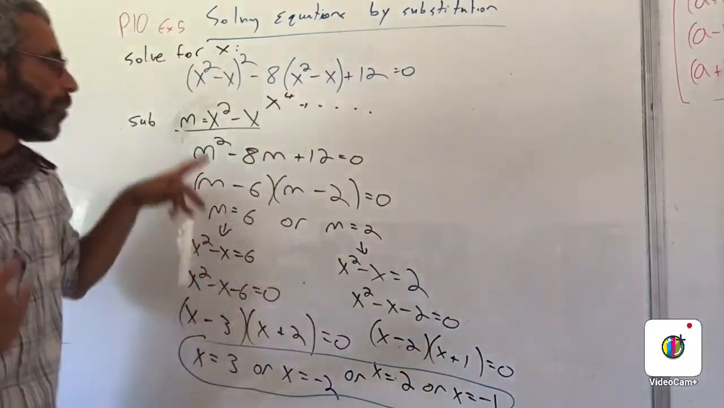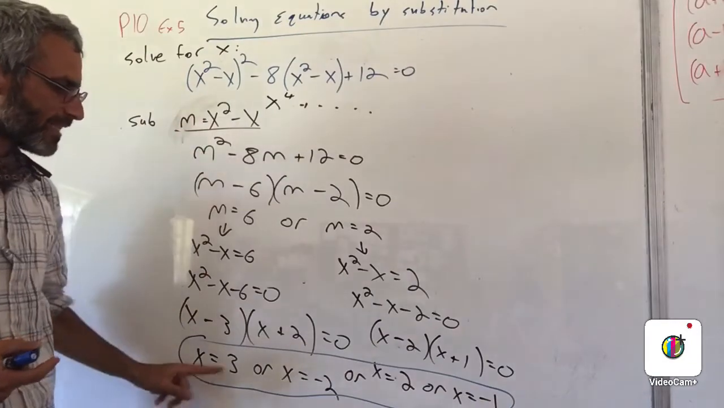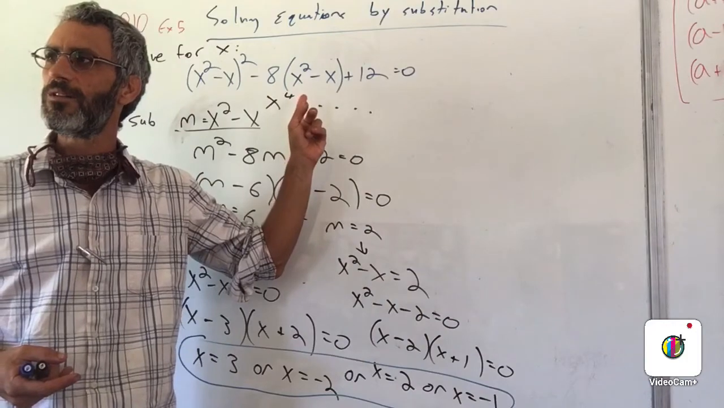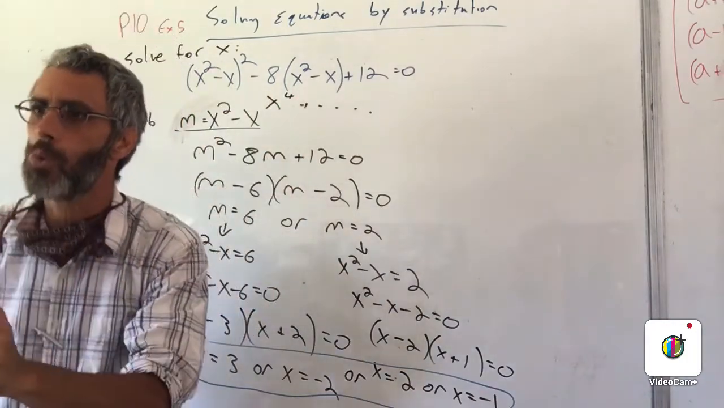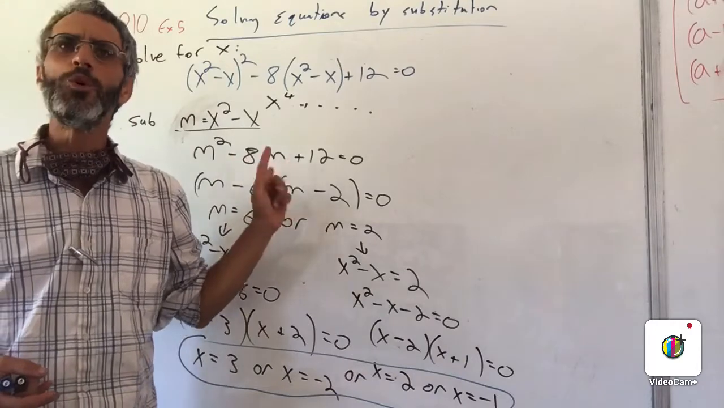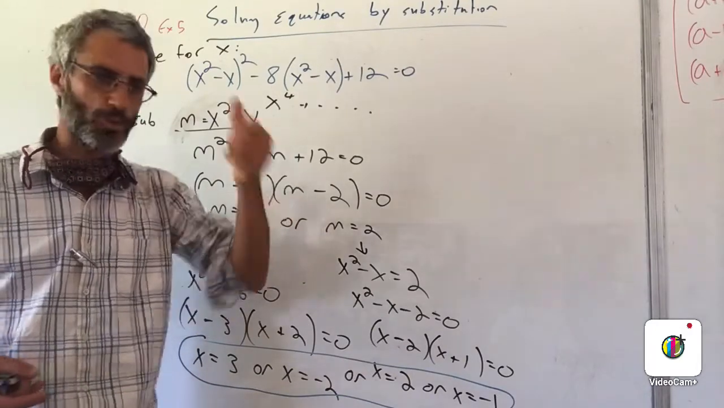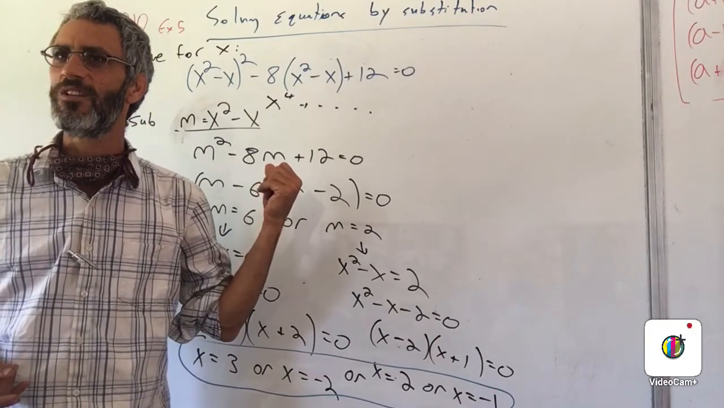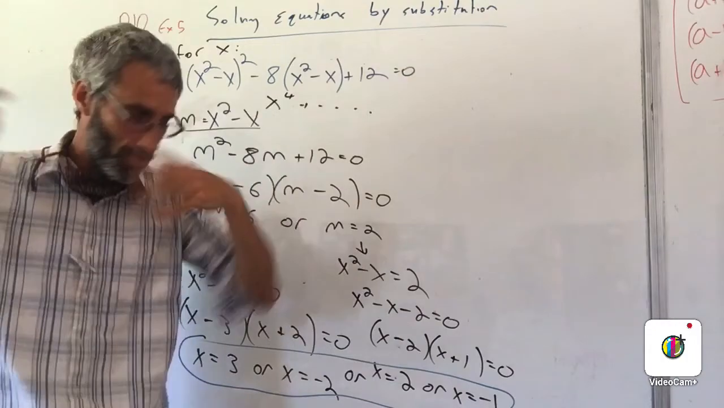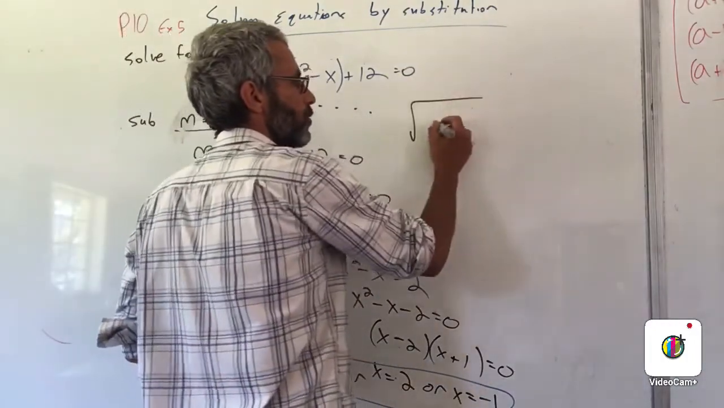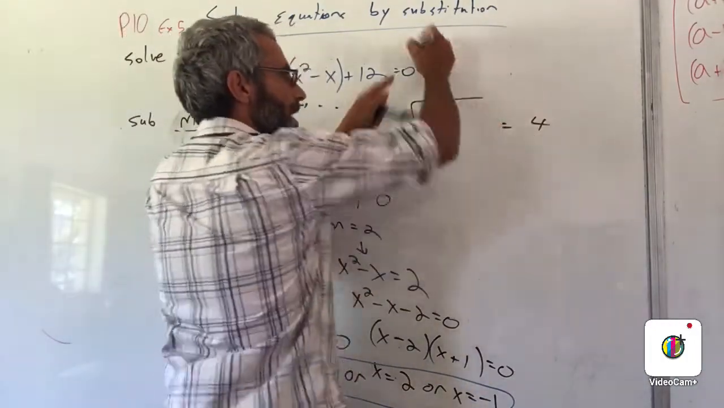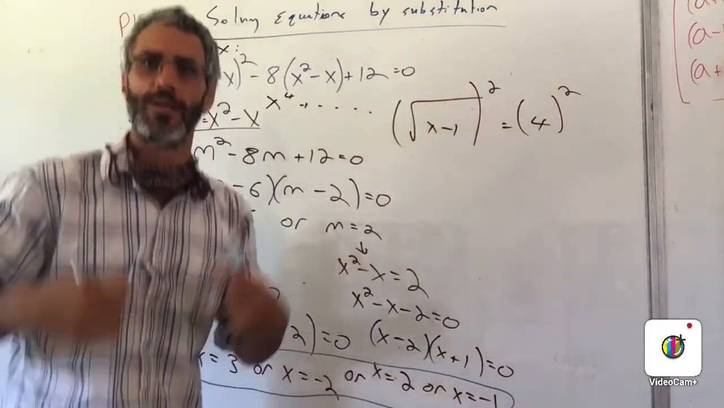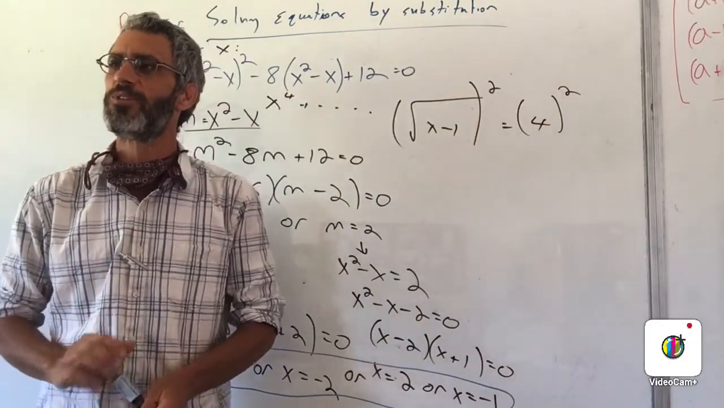What I was going to ask you and forgot: must I test these solutions? Must I try and put them in? The answer is no, we don't need to test them. When do we need to test our solutions, which we did in the last lesson? Why did we have to test them? Because we had square roots. We had the square root of x minus 1 equal, let's say, 4, and we squared it. When you square an equation, you inherit some extra naughty solutions that pretend to be solutions, but they're not.